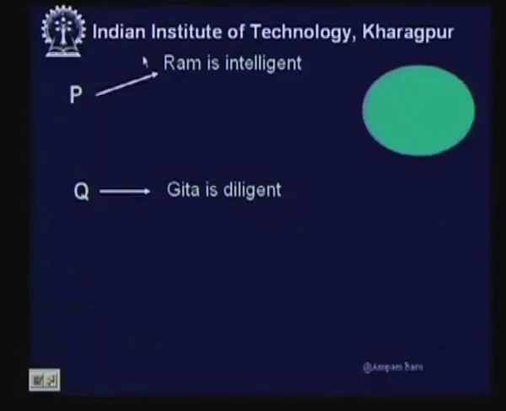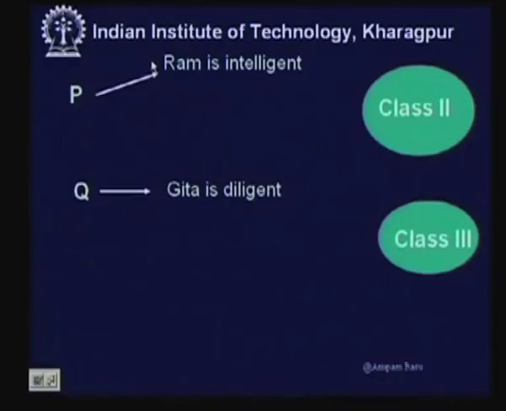Now, say when I again look at class 2 and there is class 3, and there is a Ram in class 3 who is intelligent, then this Ram is intelligent evaluates to true, and Geeta is diligent, that is talking about a new proposition. Geeta is diligent is false when I talk about the Geeta who studies in class 2. All right.